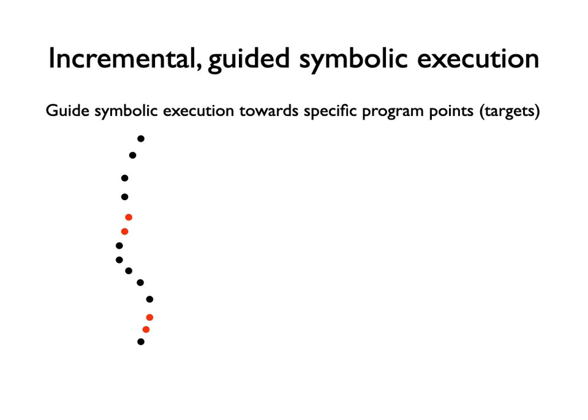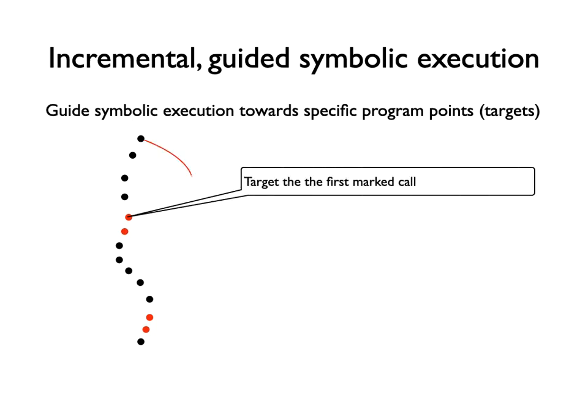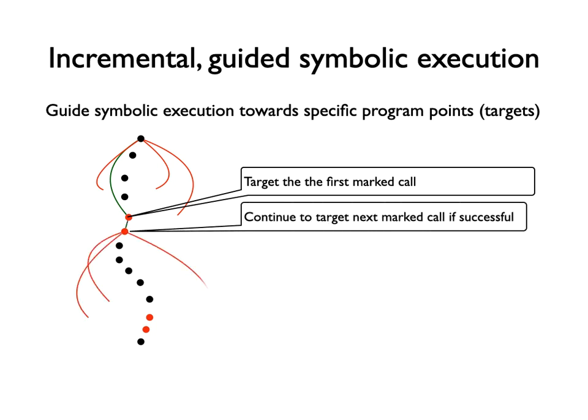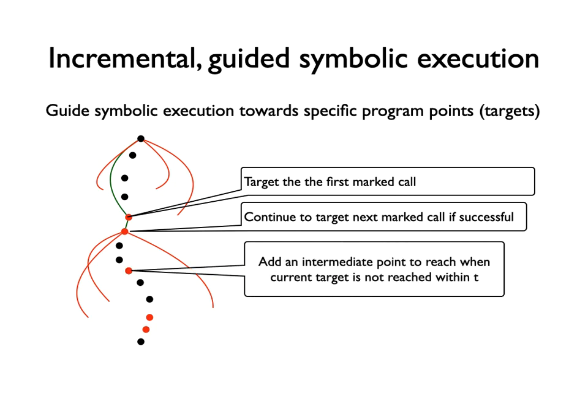So how do we do that? At a high level, it works as follows. First, it attempts to target the first method call that's marked in the trace. And then if it reaches it successfully, it will try to reach the next marked target. However, if a target cannot be reached within a given time limit, we would add an intermediate point to reach before it continues to reach its real target. And this process continues until all the red dots are covered.